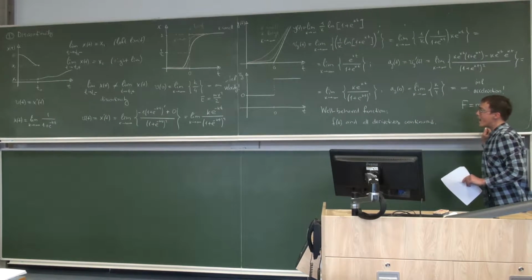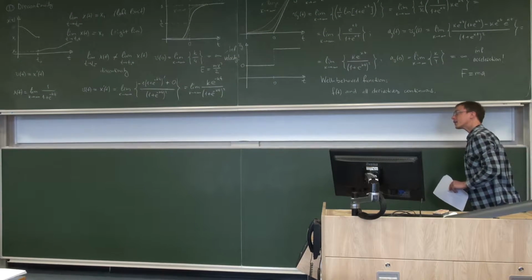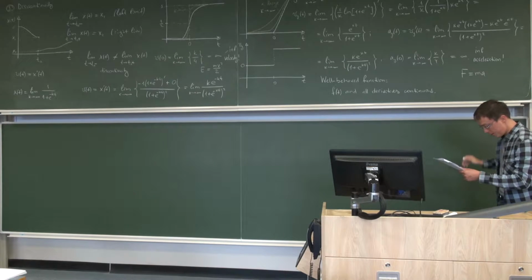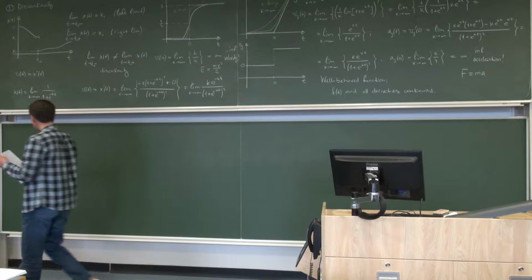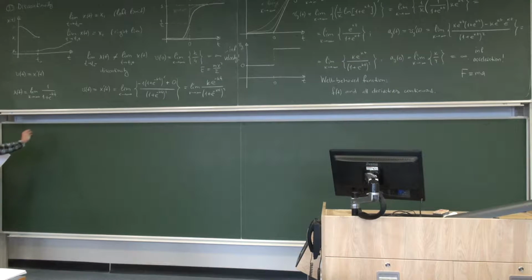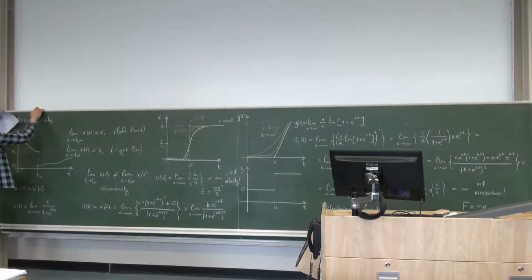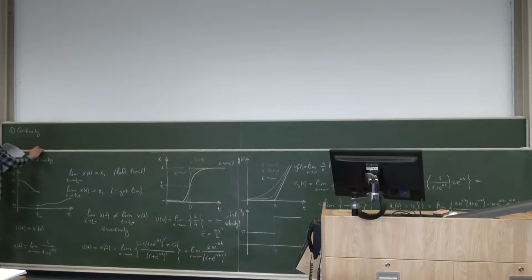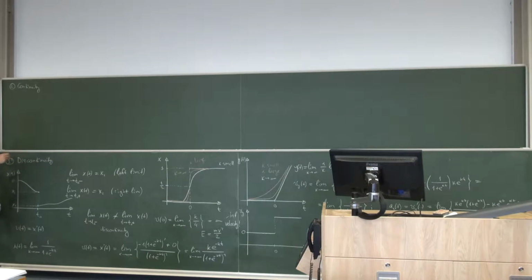Okay, let us now actually define rigorously what we mean by continuous. And this is the second item on our agenda. That's the definition, the formal definition of continuity. The function is called continuous in a certain point if it's equal to its limit, both left and the right.